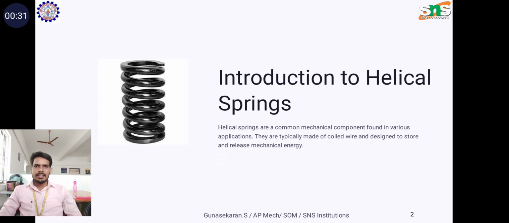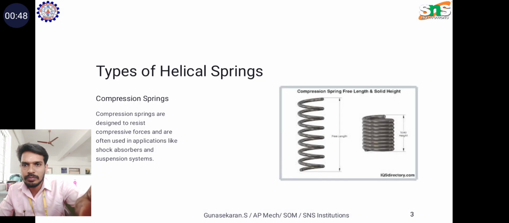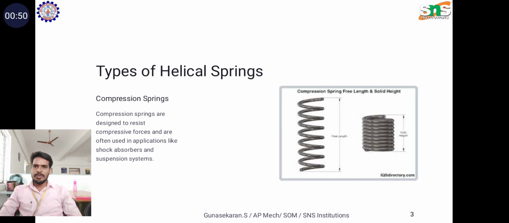Common mechanical parts that are used in many different applications are helical springs, usually constructed from coiled wire. Their purpose is to store and release mechanical energy. Okay. Types of helical spring. First, we are seeing compression spring.